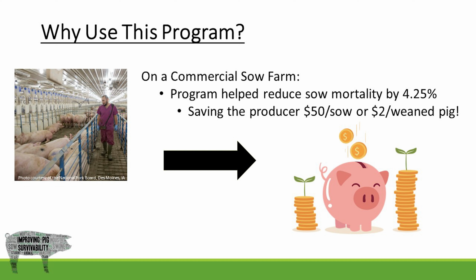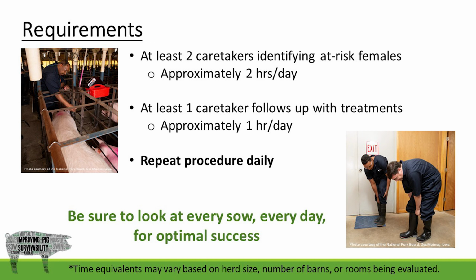When this evaluation method was utilized in a commercial sow facility, the annualized sow mortality was reduced from 16.75% to 12.5%. So that 4.25% drop in annualized sow mortality saved that producer approximately $50 per sow or $2 per wean pig. This program requires two caretakers spending approximately 2 hours per day identifying at-risk sows.